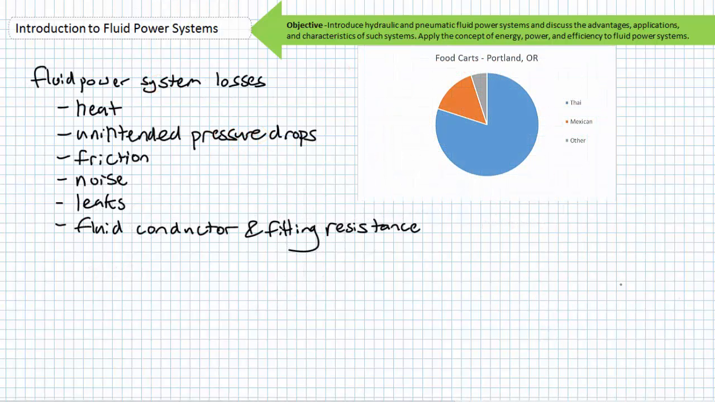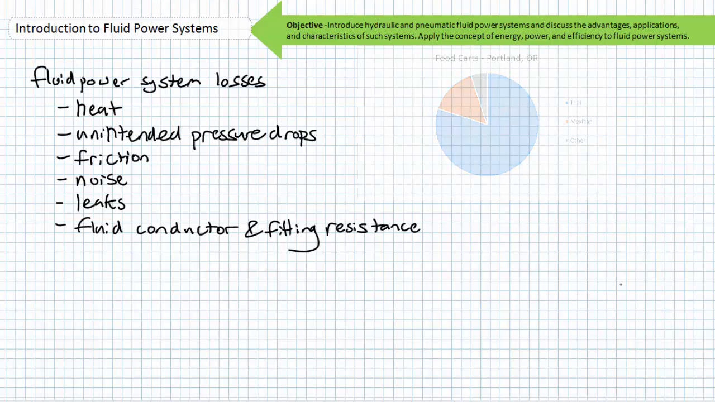Systems need more complexity like Portland, Oregon needs another Thai food cart. With each energy transition, losses occur and troubleshooting opportunities magnify. Losses in fluid power systems include, but are not limited to, heat, unintended pressure drops, friction, noise, leaks, and resistance in hoses, piping, and fittings due to kinks, twists, and bends. We'll discuss efficiency in a moment.